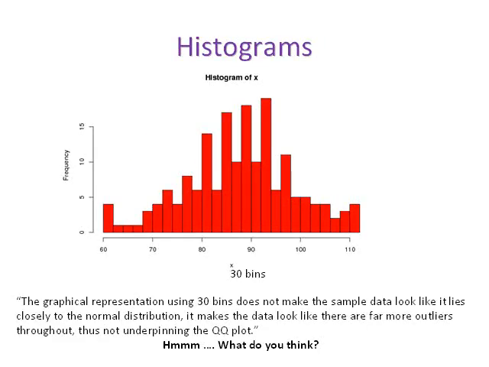Here's a case where the bin size is quite small, so there are a lot of bins. This person has said 30 bins does not make the sample look like it lies close to the normal distribution. That's the business again of thinking the histogram is supposed to make it look like a normal distribution, which it isn't. And it's made the data look like there are far more outliers throughout. So I think they're pointing at the spiky appearance of the data, but they're not outliers.